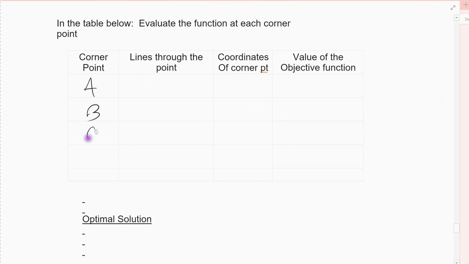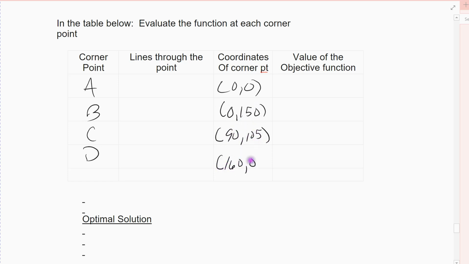Alright, so A, B, C, D. My A was 0, 0. B was 0, 150. C I found, which was 90, 105. And D was 160, 0. Which again, C was the only one I had to check. The rest of them I knew because I used them to graph, right? So I didn't really need to check those.